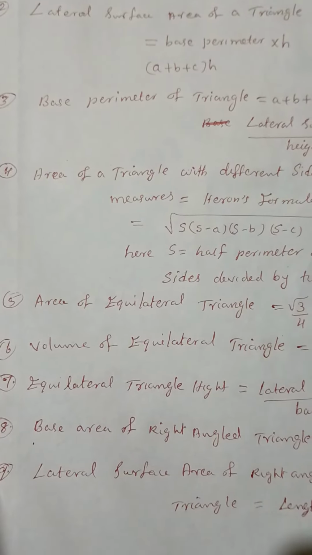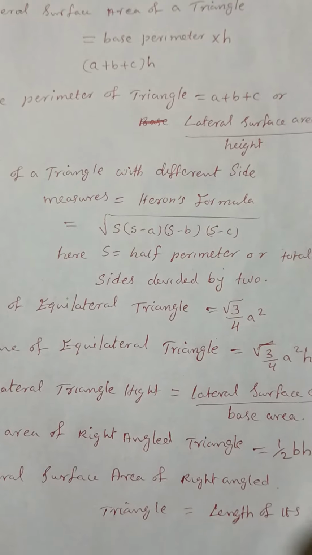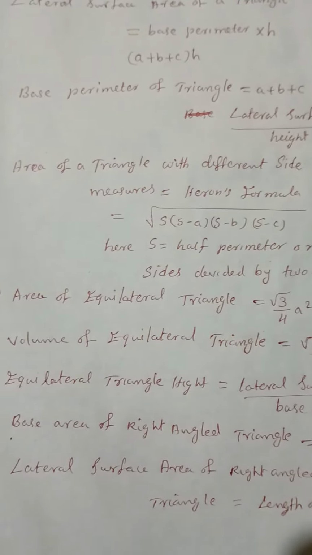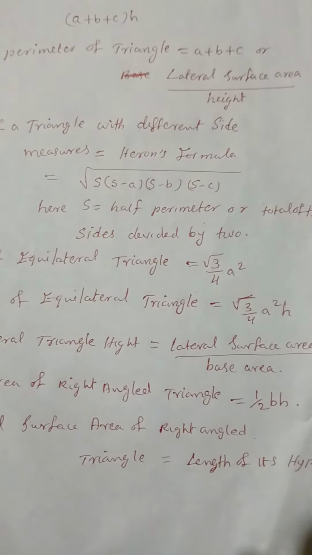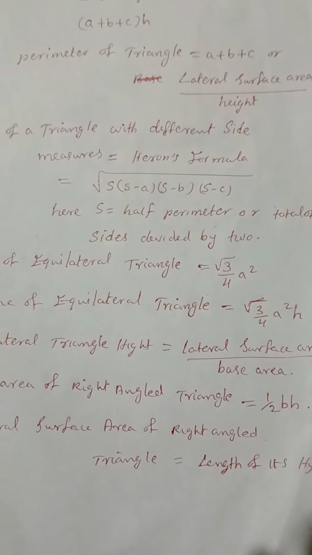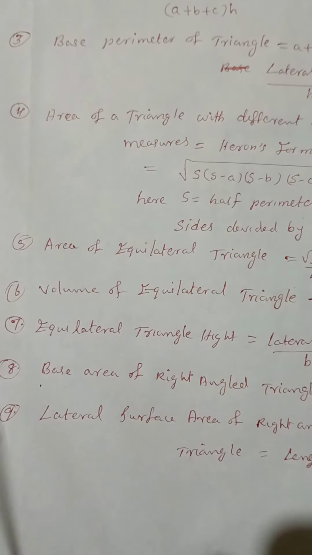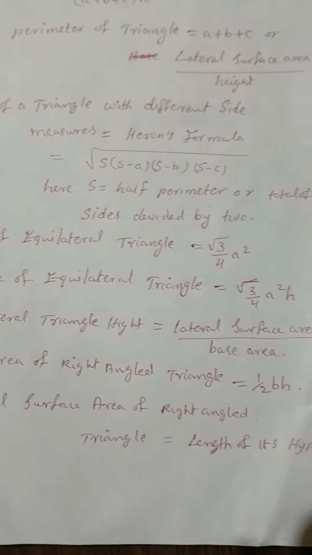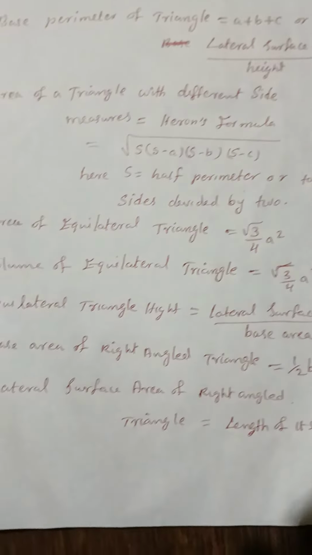Next, area of equilateral triangle is equal to root 3 by 4 A square. Next, volume of equilateral triangle is equal to root 3 by 4 A square H. Next, equilateral triangle height is equal to lateral surface area divided by base area.